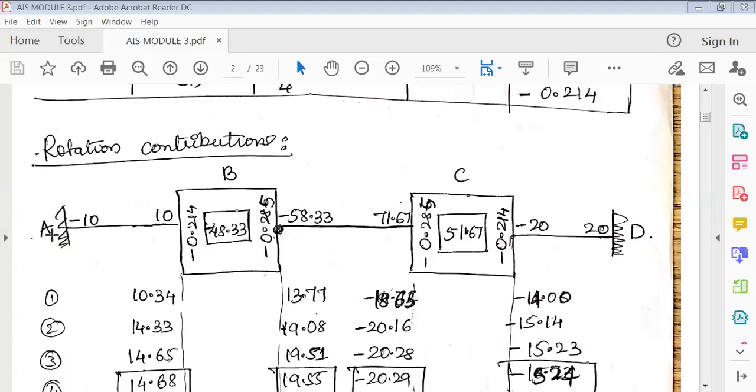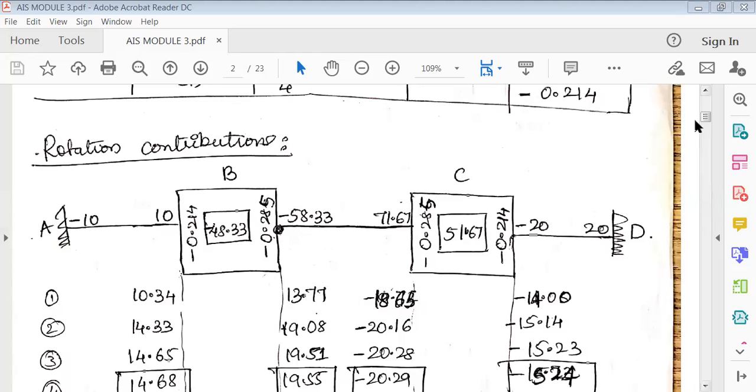Okay, how to draw that. See here, first thing as usual, we have to draw the beam. So you can see here. Now see in this portion. So it is A, B, C, and D.